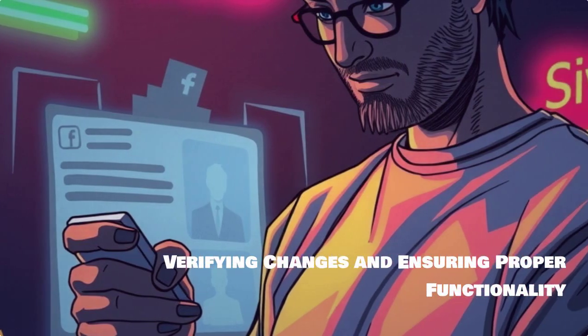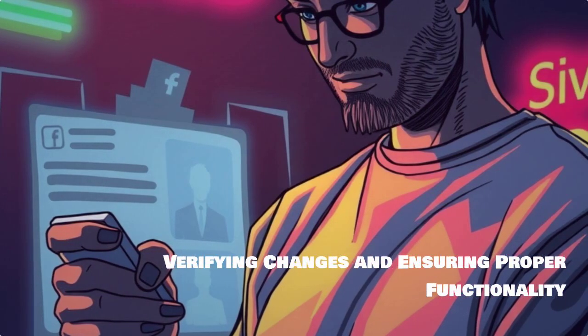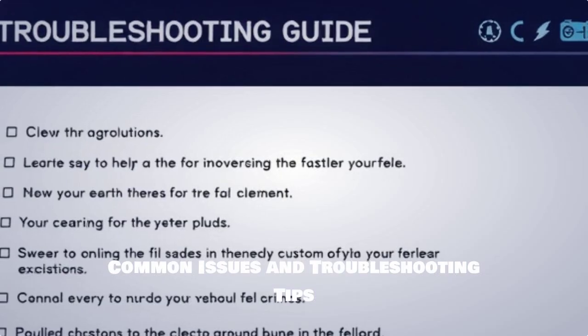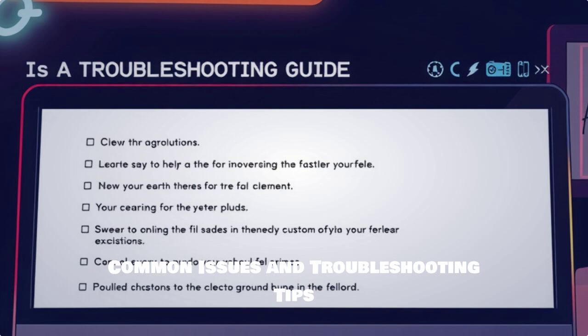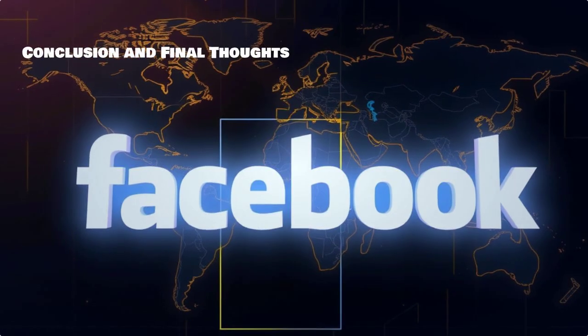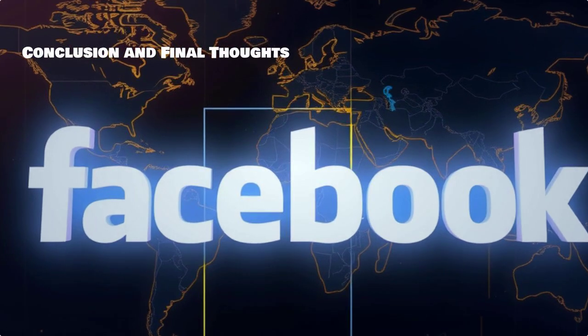After making the changes, it's important to verify them. Refresh your page and check if your news feed reflects the new country location. If you run into issues, try logging out and back in. Clear your cache if the changes aren't reflected immediately. And that's it. Changing your Facebook country location is a breeze.